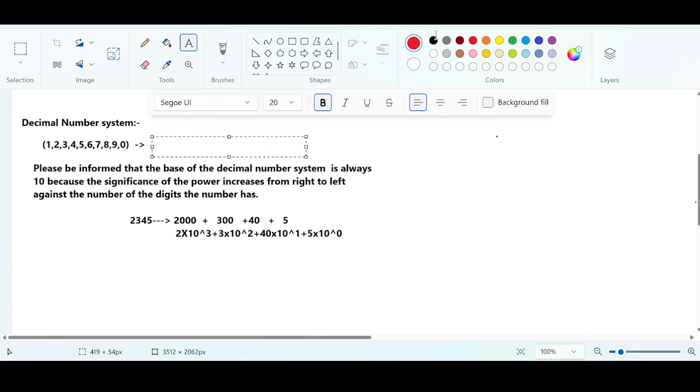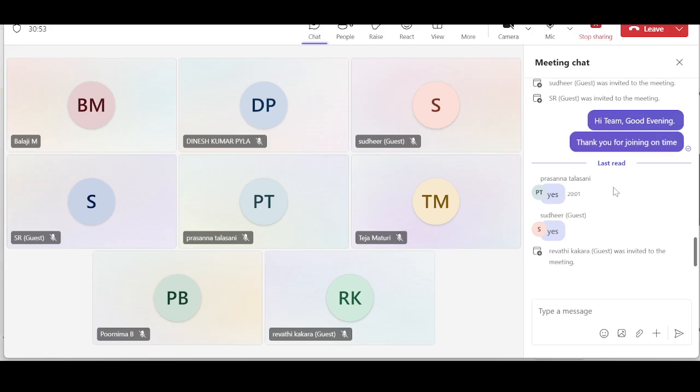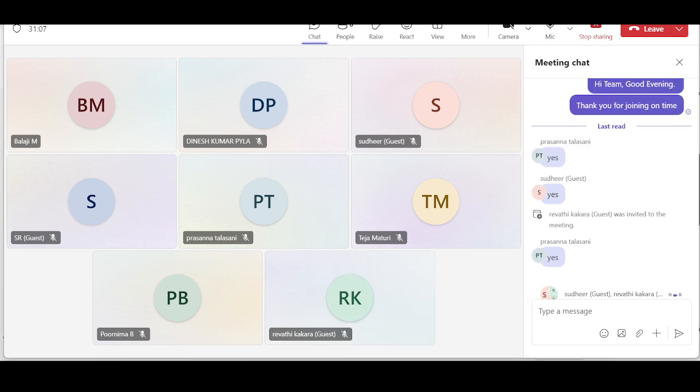Just type S in the chat box if you have understood the decimal number system. You might be thinking, sir, we know this already, we have completed our graduation, don't teach us once again. Don't think like that. These things have significant importance for understanding the remaining topics. So this is how the decimal system works.